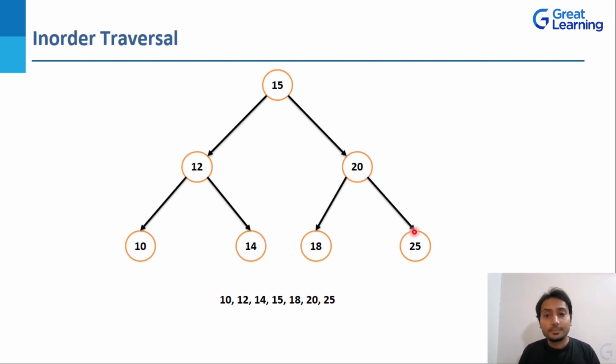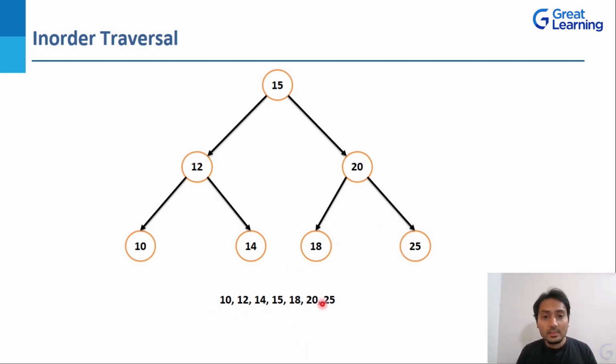Now finally, I'm moving to 25, which is the last value which we're traversing in our tree. So I'm writing it down here as well. Now if you observe, we started from 10 here and traversed all the way to 25 here by applying the in-order traversal rules or the steps.